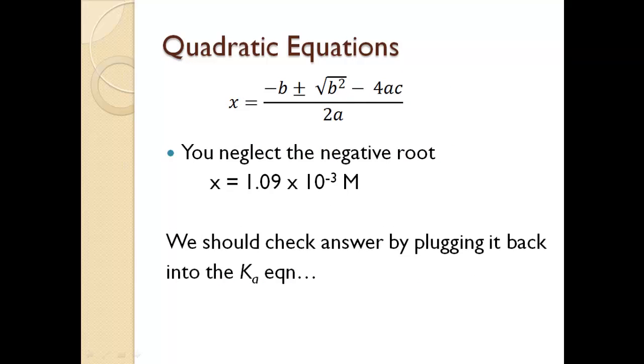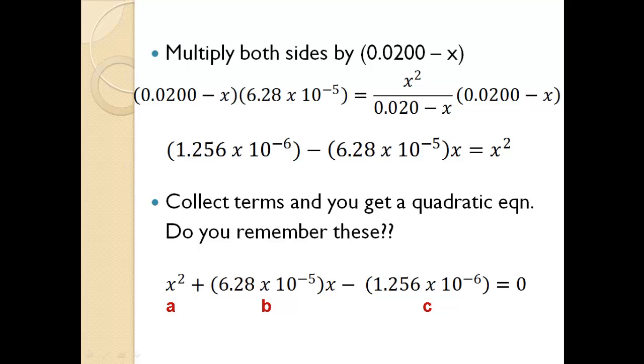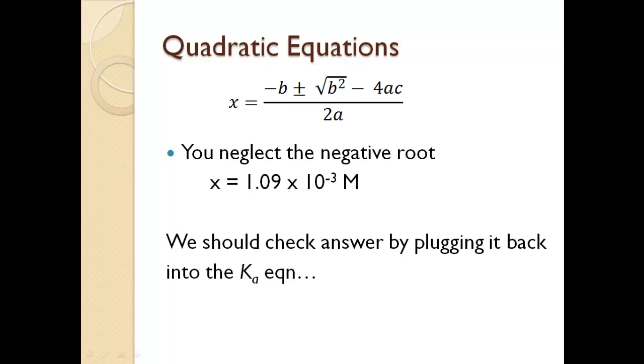This is the general formula of a quadratic equation. It's negative b plus or minus the square root of b squared minus 4ac, all divided by 2a. If you go ahead and plug in all of the numbers that we got, and by the way, this would be your a, this would be your b, and this would be your c, and solve for x, you're going to get 1.09 times 10 to the negative 3 molar.